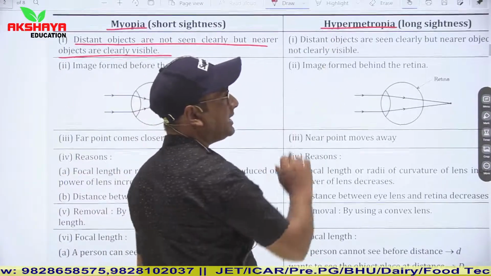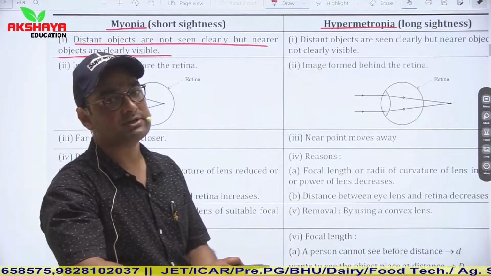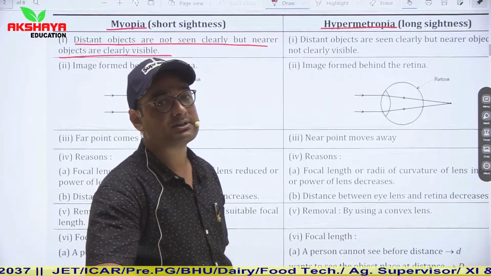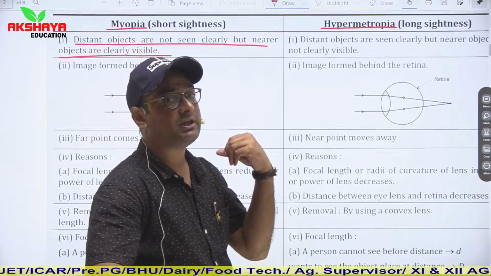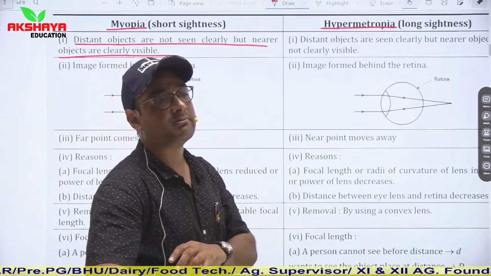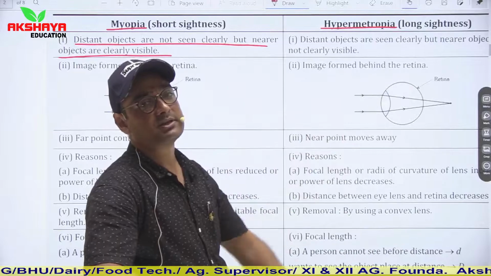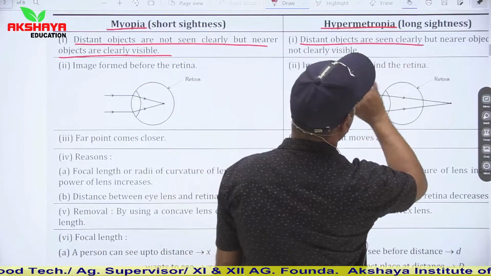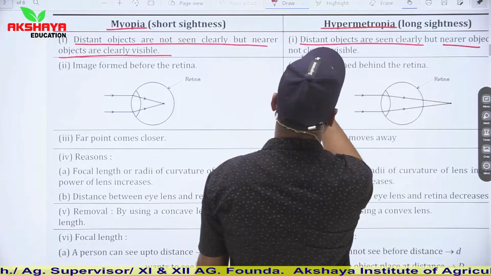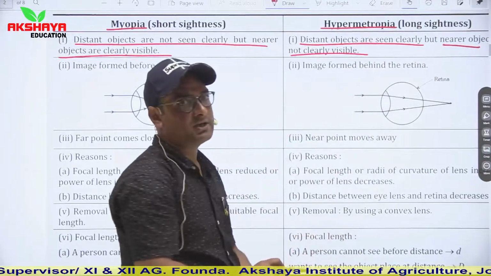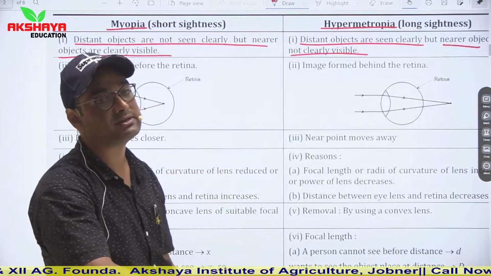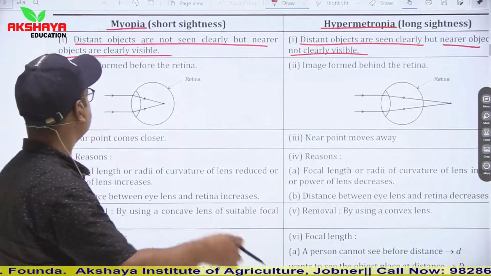Similarly, hypermetropia. Any eye affected by hypermetropia suffers in that we cannot see nearer objects clearly, but we can see farther objects clearly. It means distant objects are seen clearly, but nearer objects cannot be seen clearly. This type of eye disease is known as hypermetropia, or long-sightedness.